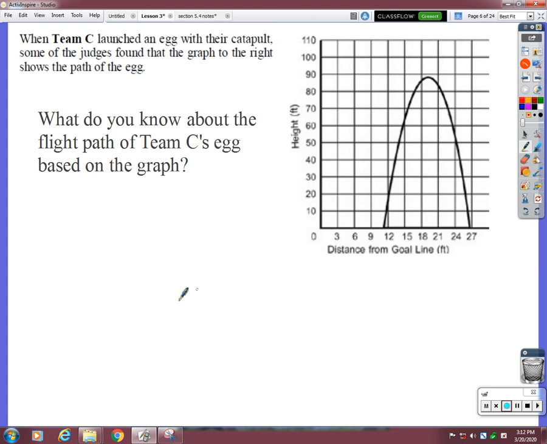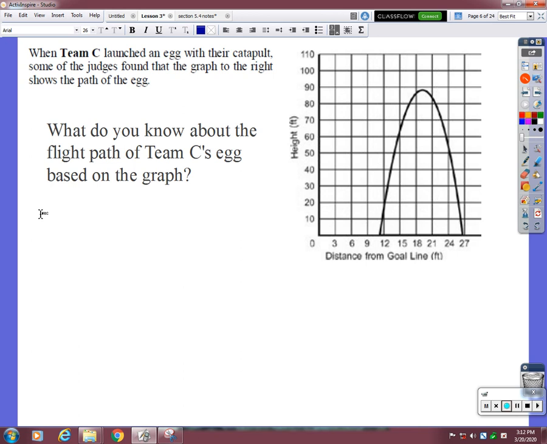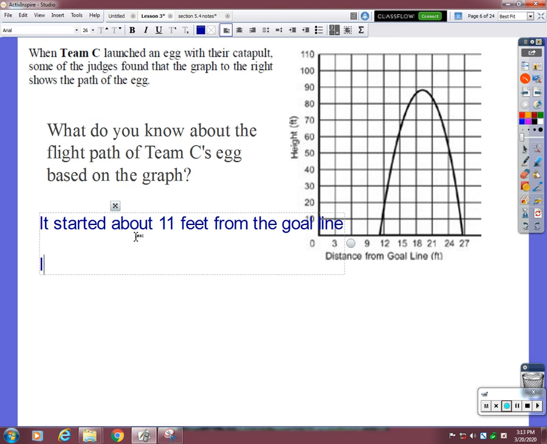Okay, Team C, they did the best job with collecting the data because they made a graph. So that's the easiest for us to work with, I think. So what are some things that we noticed? Okay, so it started about 11 feet from the goal line. That's one thing that I notice. It lands about 27 feet from the goal line.